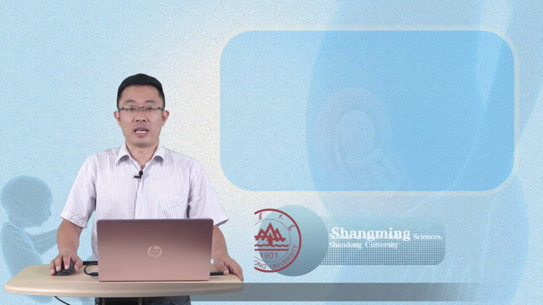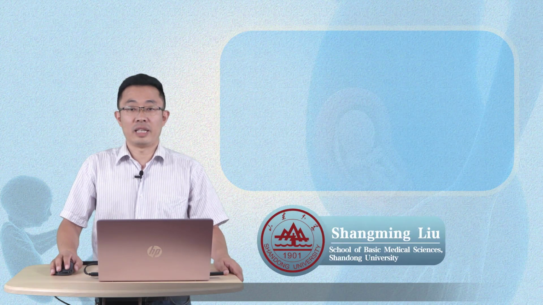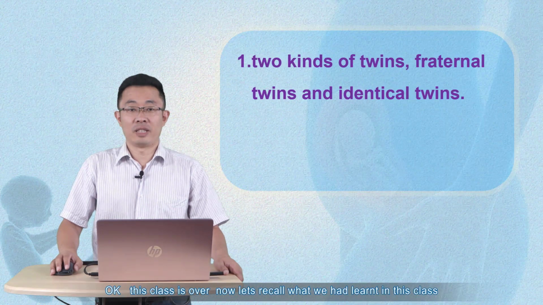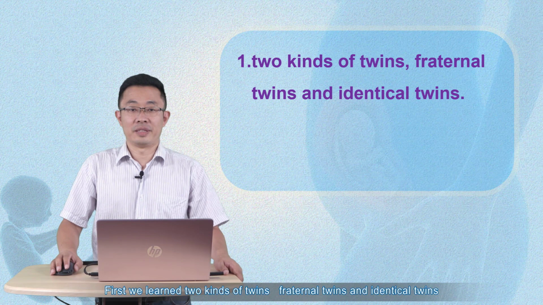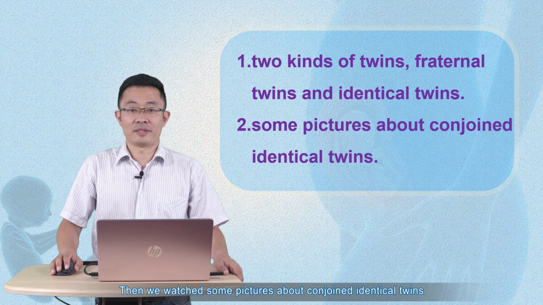Okay, this class is over. Now let's recap what we have learned in this class. First, we learned two kinds of twins, fraternal twins and identical twins. Then we watched some pictures about conjoined identical twins.